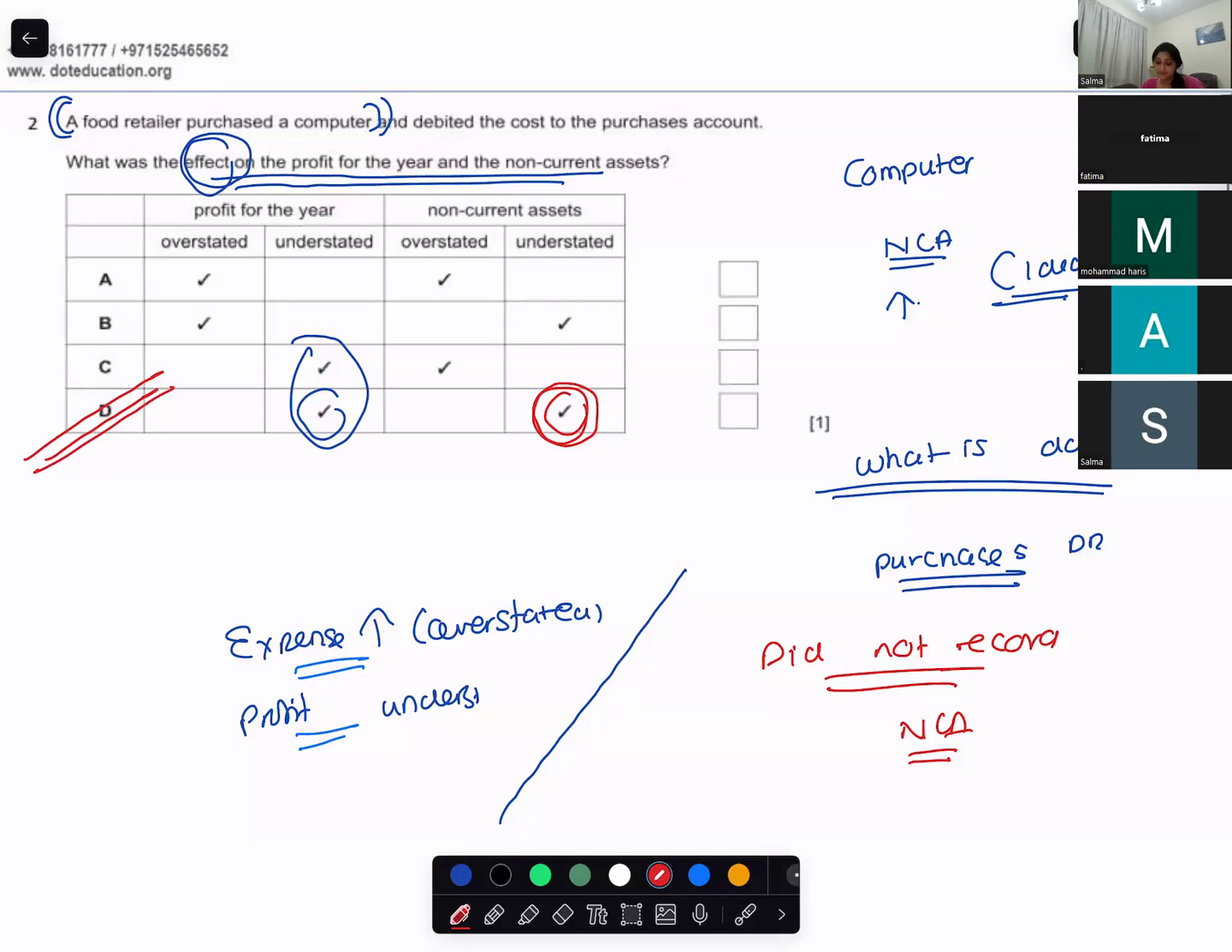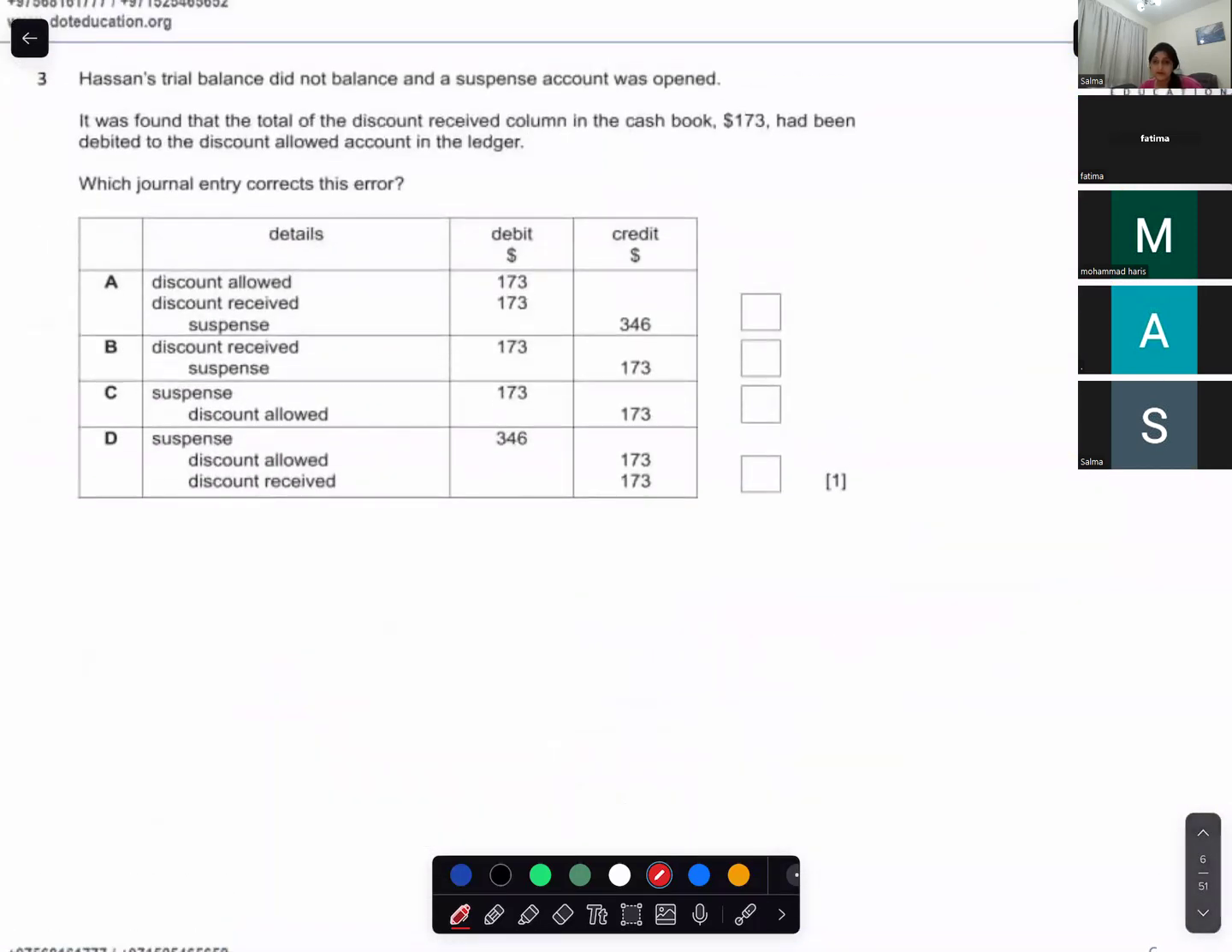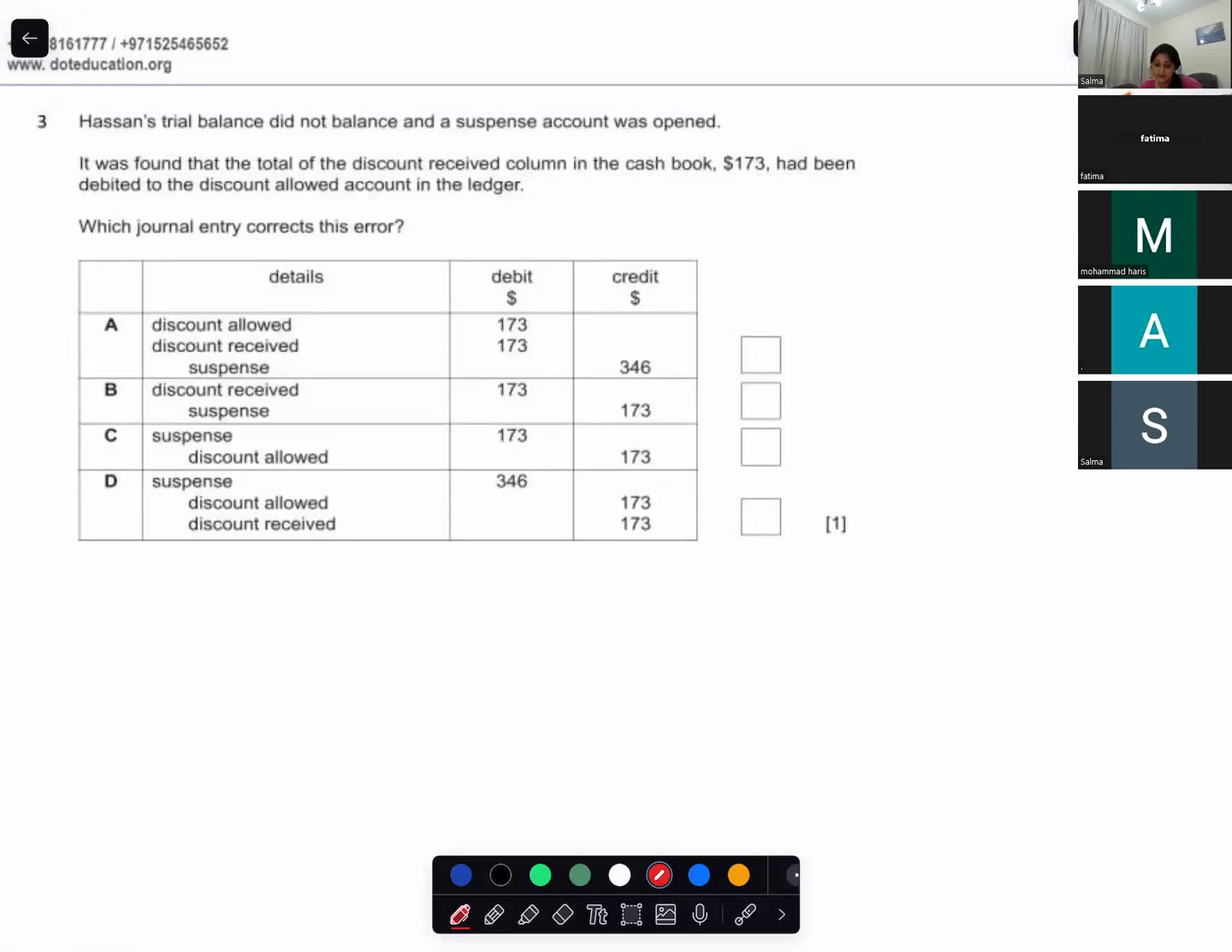Fatima. Hassan's trial balance did not balance and a suspense account was opened. It was found that the total of the discount received column in the cash book, 173, had been debited to the discount allowed account in the ledger. Which journal entry corrects this error?